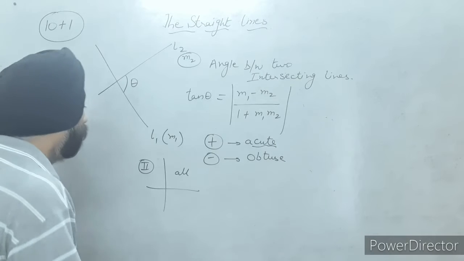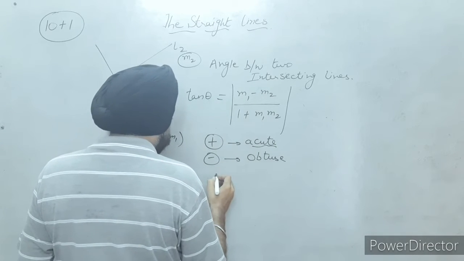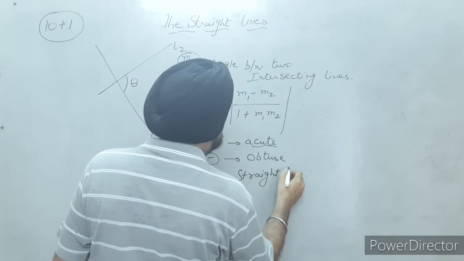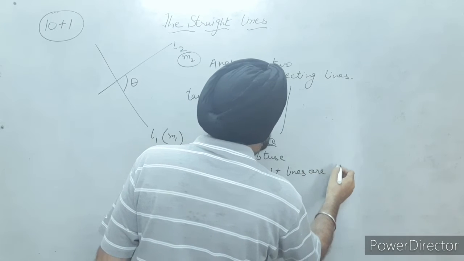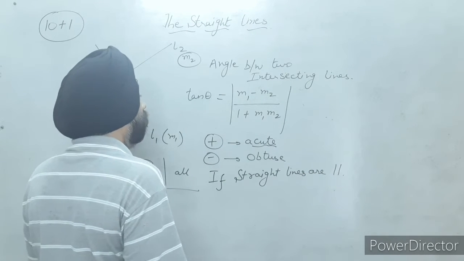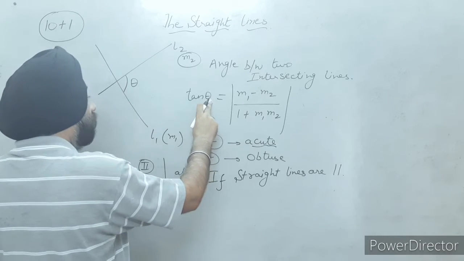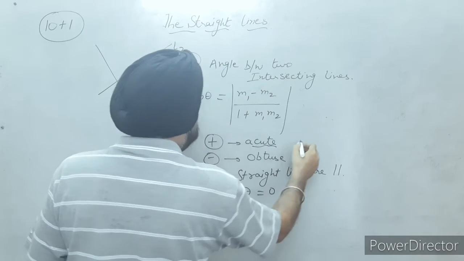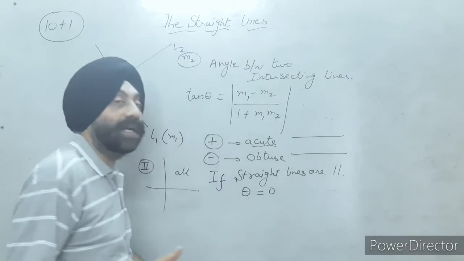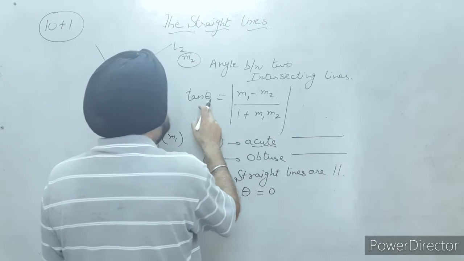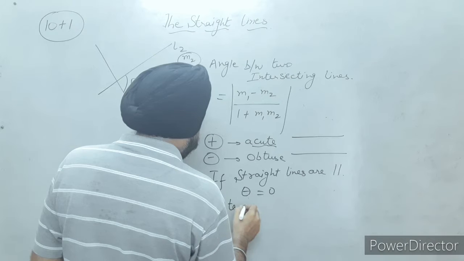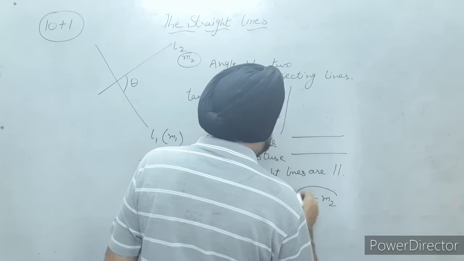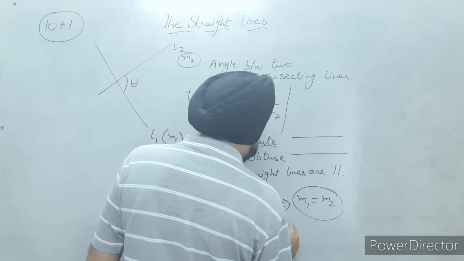Right? Now, if the lines are parallel, then what happens? This angle becomes 0. Theta equals 0. Lines are parallel. There is no angle in between them. Theta is 0. The tan of 0 is 0. From there, we get m1 equals m2, which means slopes are equal.